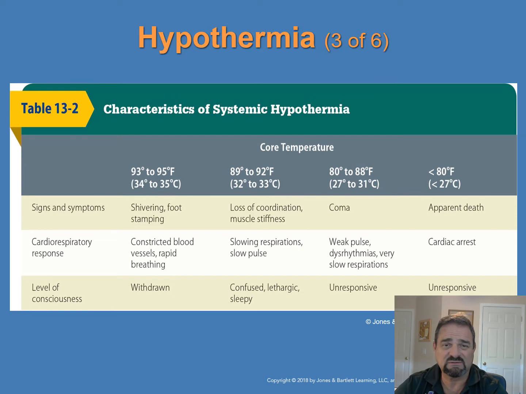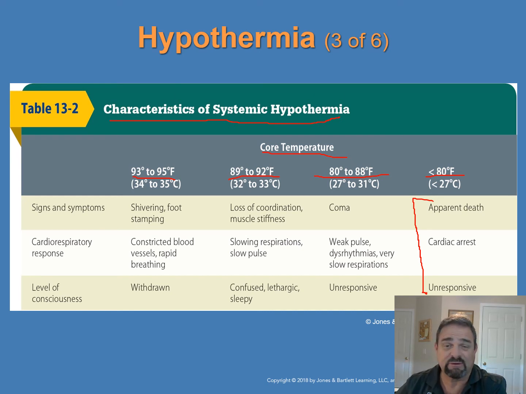All right, so table 13-2, characteristics of systemic hypothermia. We're talking about core temperatures. Core temperatures are measured by rectal temperatures. You can get close to the core if you take it underneath the armpit, but these are core temperatures relative to rectal thermometer temperatures. So here's 93 to 95 degrees, 89 to 92, 80 to 88, and then less than 80. As you can see, you drop below 80 degrees, which is really interesting because with 80 degrees, everybody thinks, oh, that's warm. Not for your body. For your body, it could absolutely be deadly.